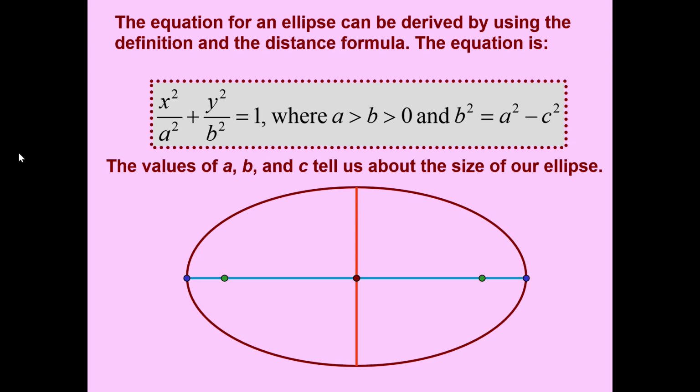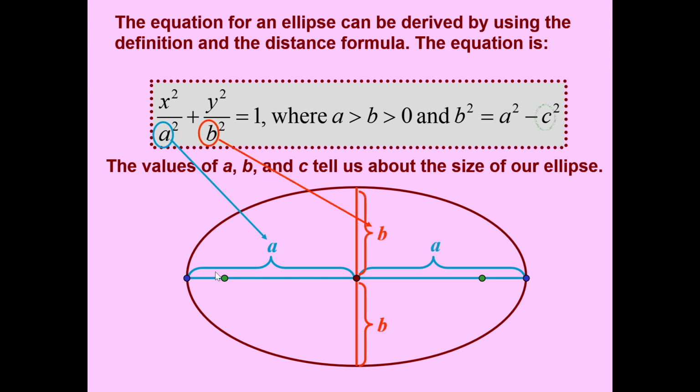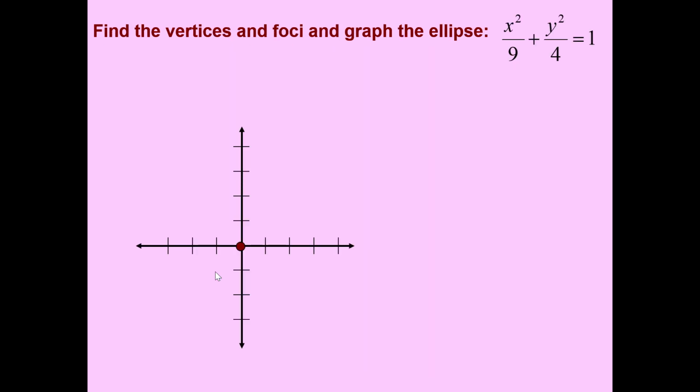So in this case here, a is larger, so it's spread out over the x-axis. There's a major axis there. There's our a, and there's our b, and c is found here, all along the major axis. Now find the vertices and the foci, and graph the ellipse.